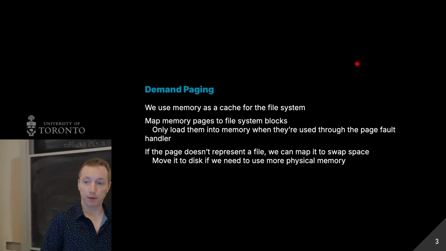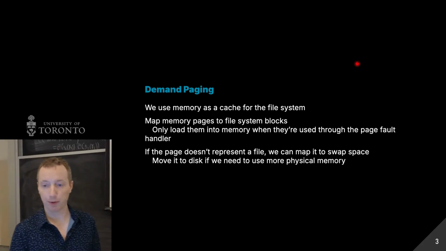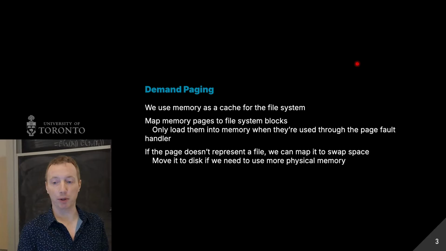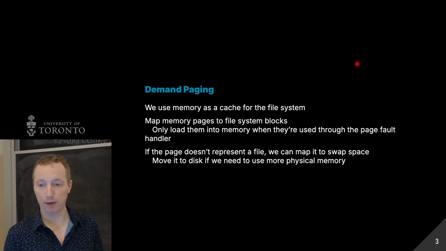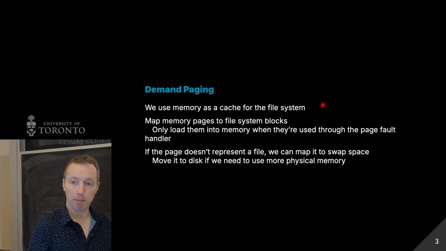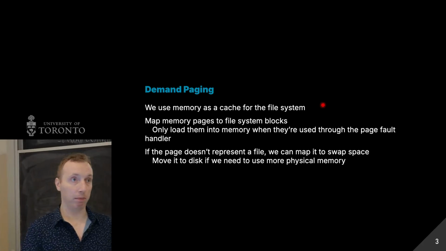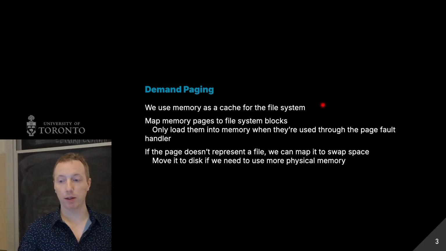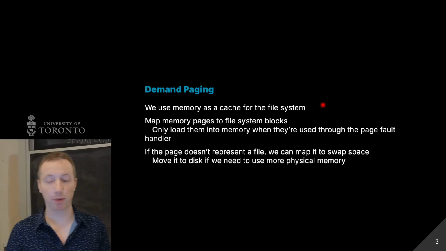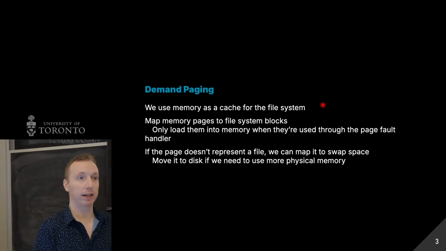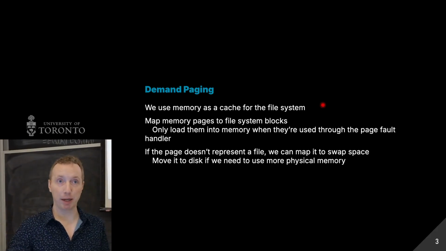So there's a few different strategies for it. The first one's called demand paging. So you use memory as a cache for the file system. You only map memory pages to file system blocks and then only load them into memory when they're used, through the page fault handler.